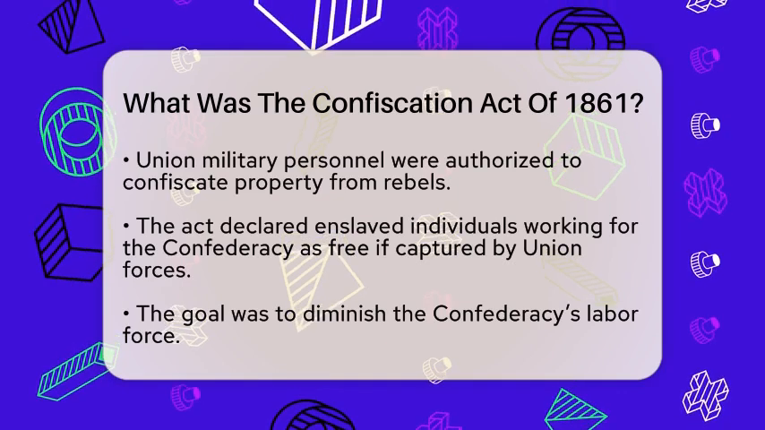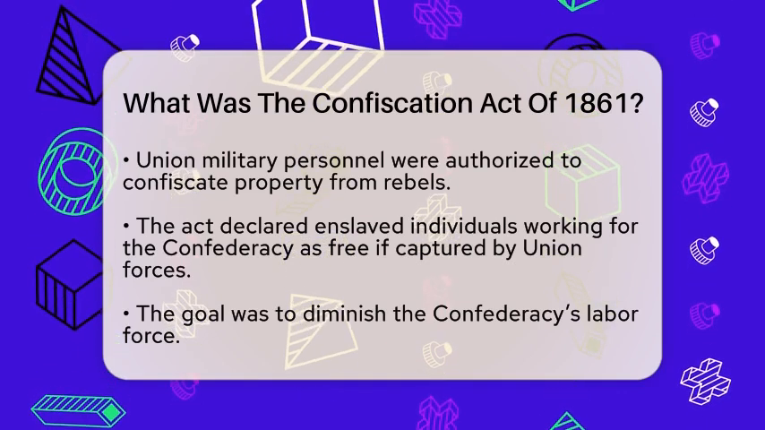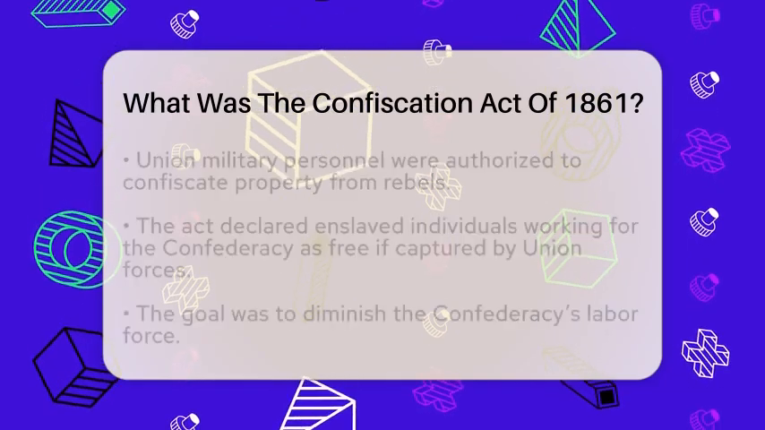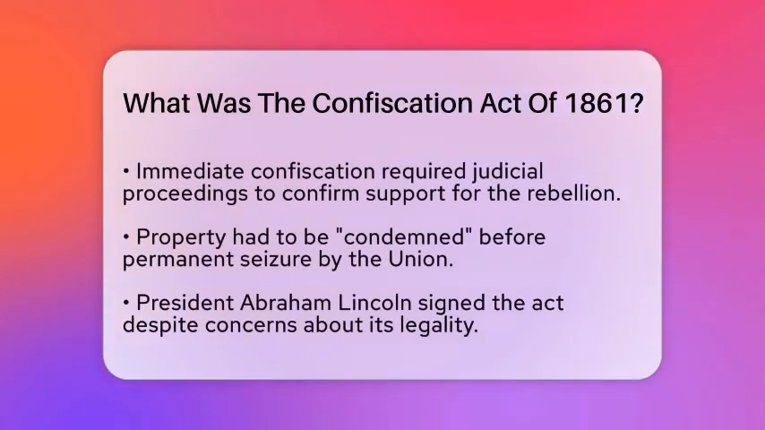However, the act did not allow for immediate confiscation without a legal process. It required judicial proceedings to determine whether the property was indeed supporting the rebellion. This meant that the property had to be condemned before it could be permanently taken by the Union.